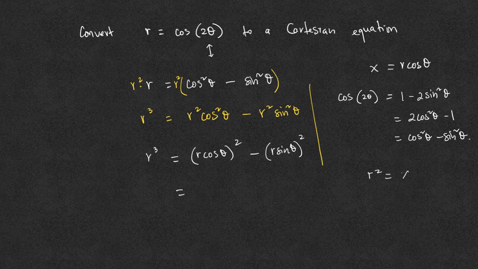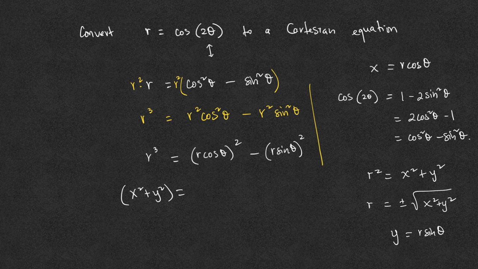R squared is x squared plus y squared, so r is plus or minus the square root of x squared plus y squared. And r cosine of theta is x and r sine theta is y. Using these conversions, we have r cubed is x squared plus y squared, the square root raised to the third power. R cosine theta is x, so that is x squared, minus r sine theta is y, being squared.